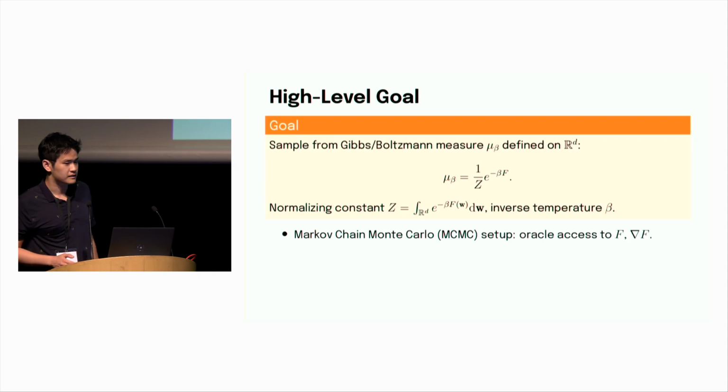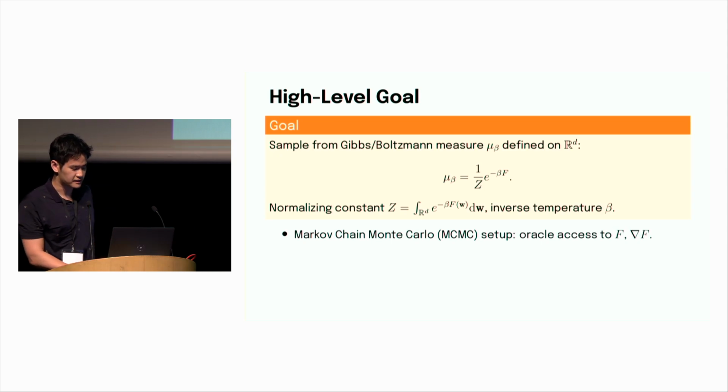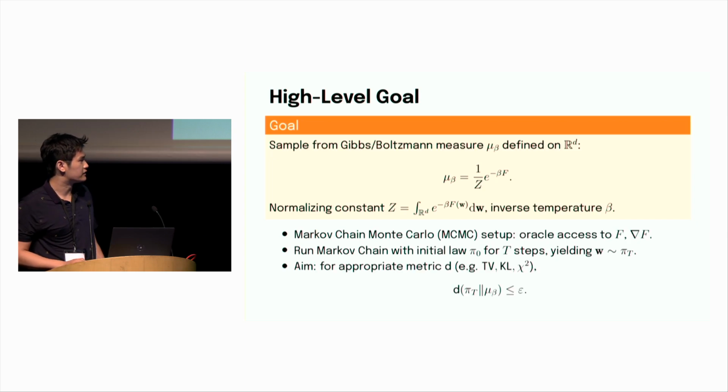We work with the canonical Markov chain Monte Carlo, or MCMC, setup, where we have oracle access to f and its gradient. To be clear, this has been referred to in similar talks prior, but the goal is as follows. We start with an initial law pi naught and run a Markov chain to produce an iterate w after t steps. We want the law pi t of w to be close to the measure mu beta of interest in an appropriate metric between distributions.